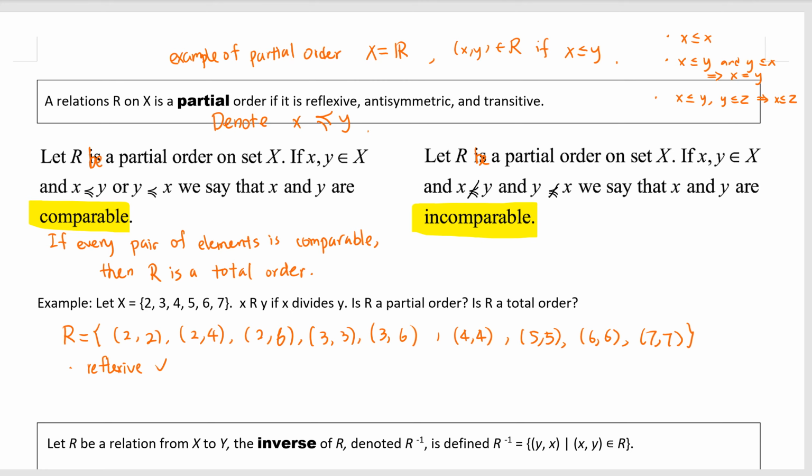Yes, because it contains (2, 2), (3, 3), (4, 4), (5, 5), (6, 6), (7, 7). So it is reflexive. Is it anti-symmetric? Yes. For different pairs of vertices, you can see there's only one edge between them. You see (2, 4), but you don't see (4, 2). You don't go backwards. You have (2, 6), but you won't see (6, 2). You have (3, 6), but you won't see (6, 3). So it is anti-symmetric. And is it transitive?